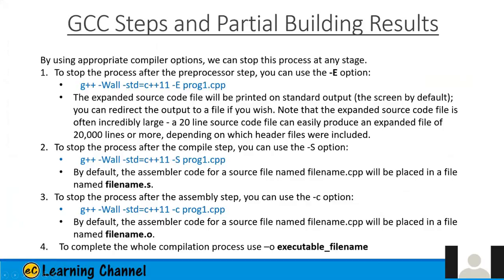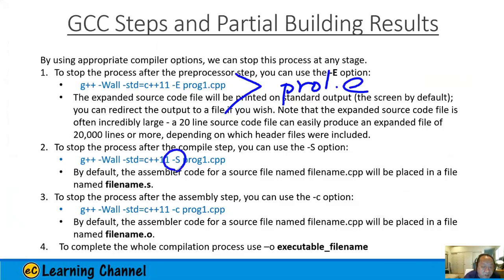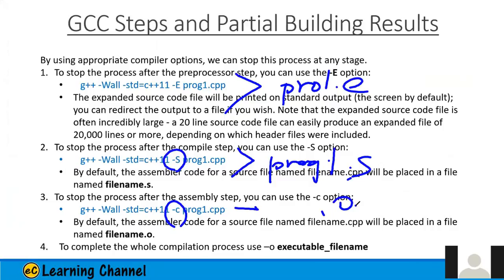And this one will show on your screen, and then you just need to redirect it to some file. Say you do this to prog1.e, okay? And if you want to dump assembly, you say this to prog1.s, okay? And -c, you will go to .o. Is that okay? These are because we have different stages in compilation.